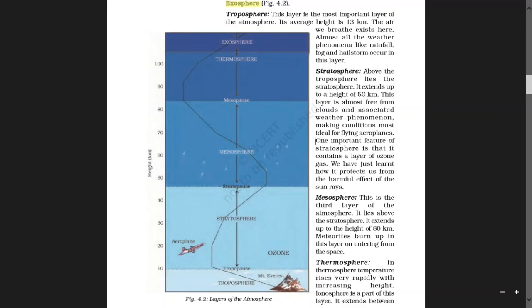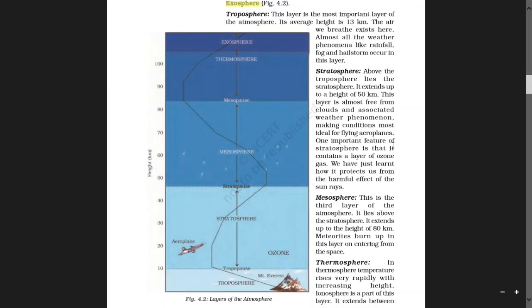So if anybody asks in which layer an airplane flies, or why an airplane flies in the stratosphere, or which layer is ideal for flying aeroplanes, you have to say stratosphere. Why? Because weather phenomena are not present there in the stratosphere. This is the reason you have to write.